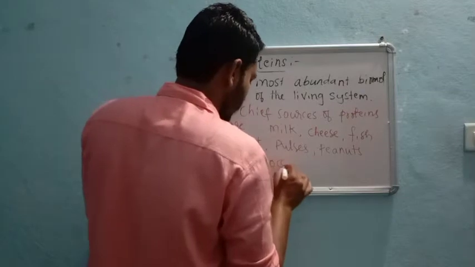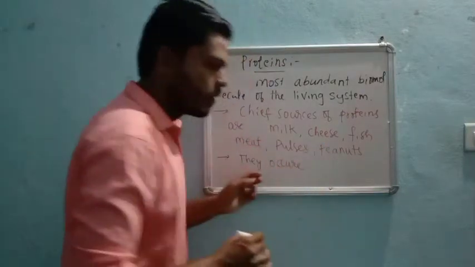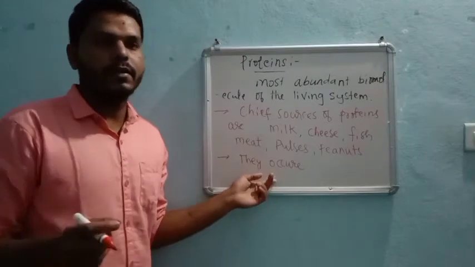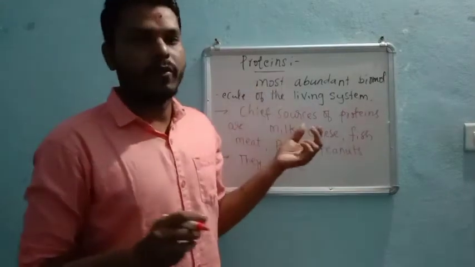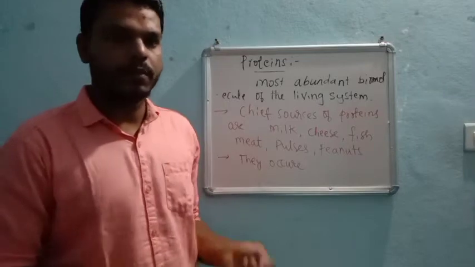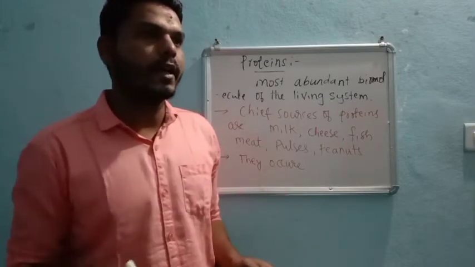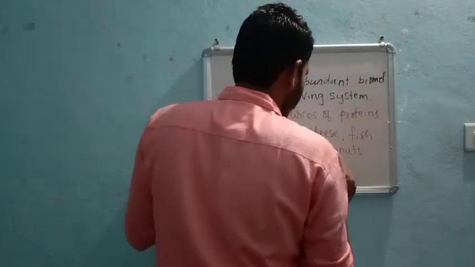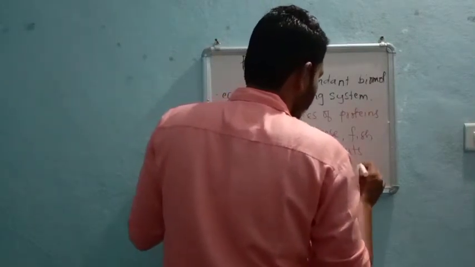They occur, right? Where they occur means where we find this protein in our body. I will not go in depth. So generally we say they occur in every part of our body.